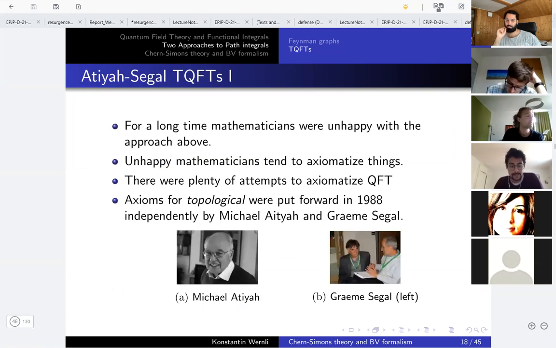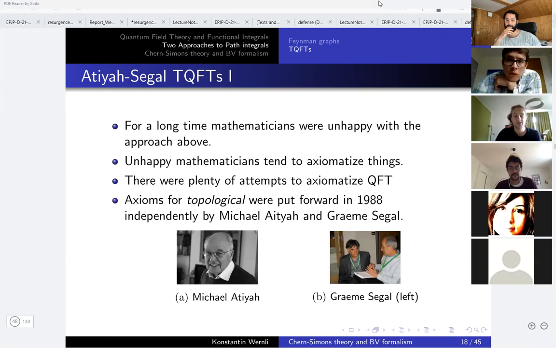So we've already heard a bit about TQFTs. So mathematicians were not very happy with perturbative quantization for various reasons. So when mathematicians are not happy, they tend to start from zero again. So they'll just come up with their own axioms. And there were plenty of axioms for QFT, like Osterwalder, Schrader, and others. But for topological theories, there was a nice set of axioms put forward by Atiyah and Segal, so around 1988.